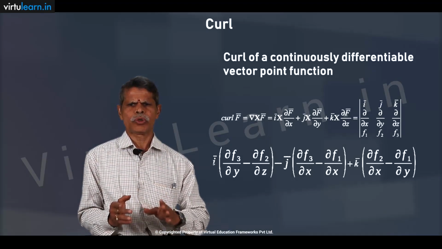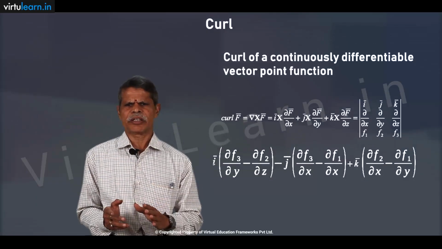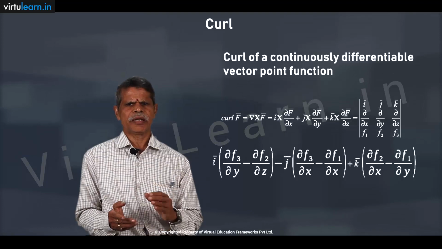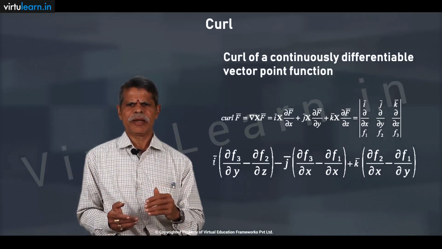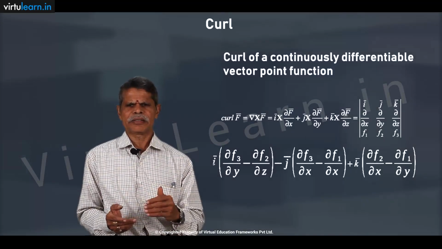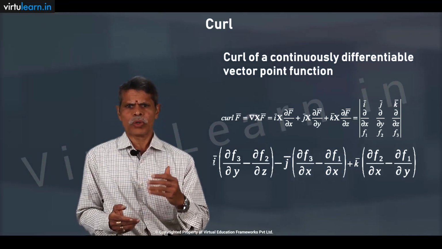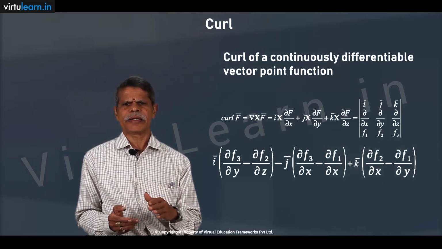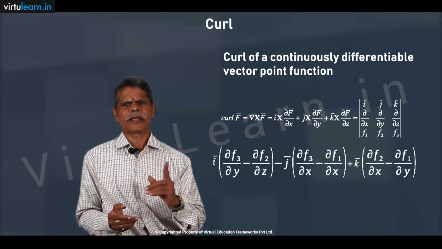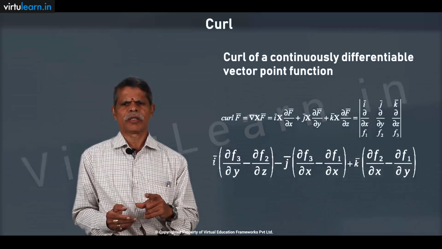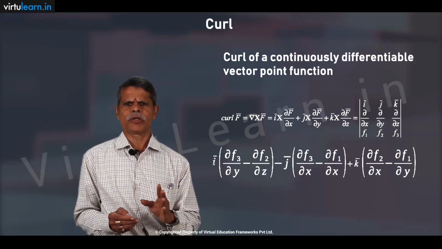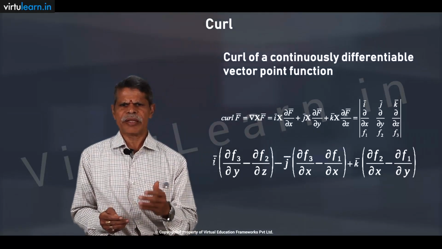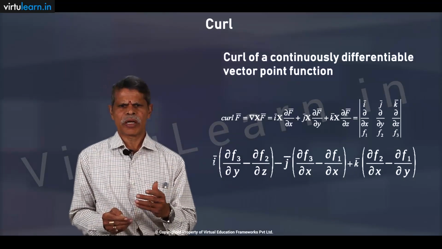Here we should not apply the conventional properties applicable for determinants. Here we have to treat the elements of the second row as differential operators only. Dou by dou x cannot multiply a quantity like f1 or f2 or f3. It has to be operated on the elements of the third line only. This is to be kept in mind before we obtain an expression for curl of f bar.